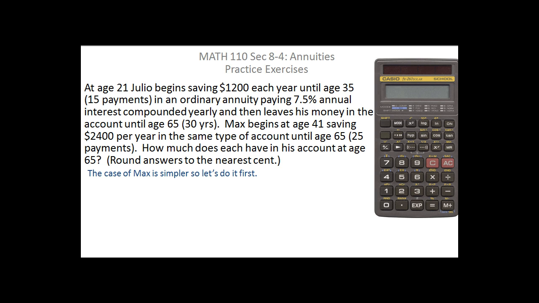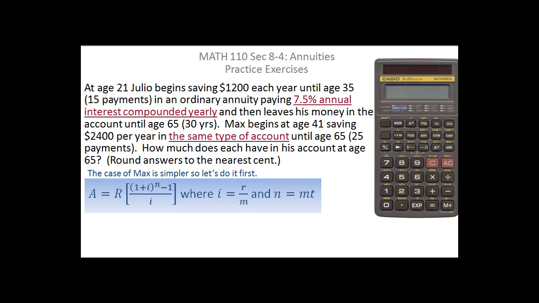So I would say Max is the simpler case, so let's do that first. He's putting it into the same type of account that Julio is, which is an ordinary annuity. So we'll be using this formula for the future value of an ordinary annuity, and we want to know how much Max has. Notice it says it's the same type of account, which means it pays 7.5% annual interest compounded yearly. Yearly means annually, so that's once a year.